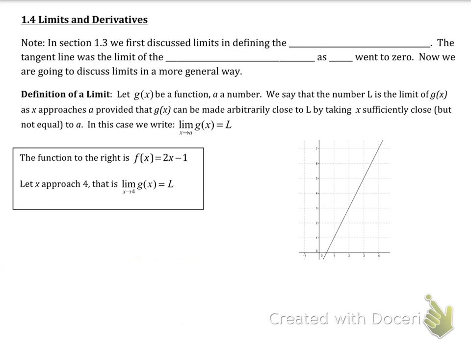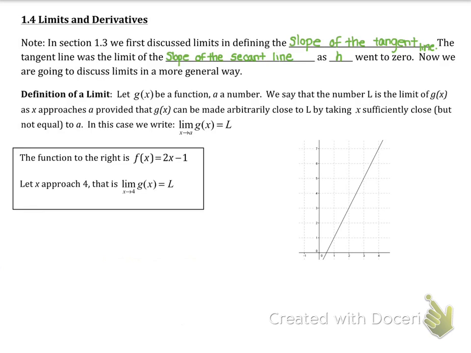Alright, so in section 1.3, we first discussed limits in defining the slope of the tangent line. The tangent line was the limit of the slope of the secant line as h went to 0. Now we're going to discuss this concept in a more general way. So here's the definition of a limit.